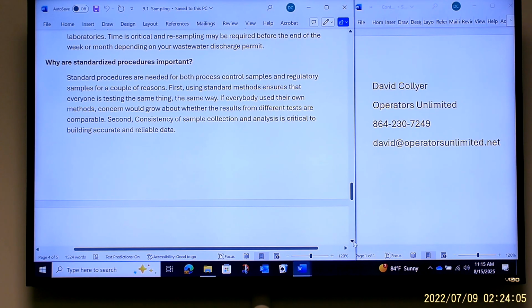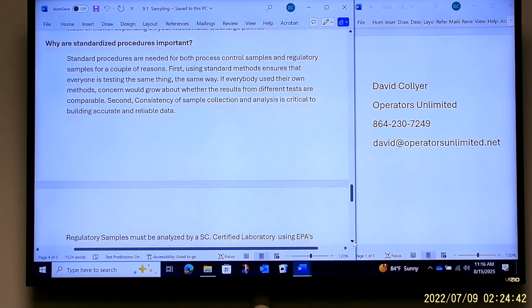Why are standardized procedures important? Standard procedures are needed for both process control samples and regulatory samples for a couple of reasons. First, using standard methods ensures that everyone is testing the same thing the same way. If everybody used their own method, concern would grow about whether the results from different tests are comparable. Second, consistency of sample collection and analysis is critical to the building of accurate and reliable data.